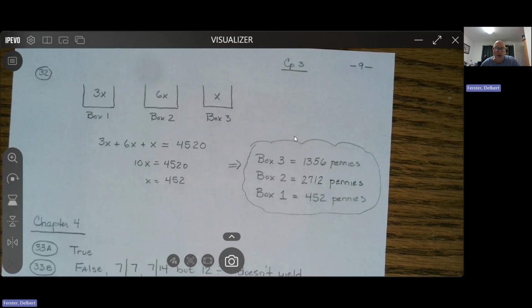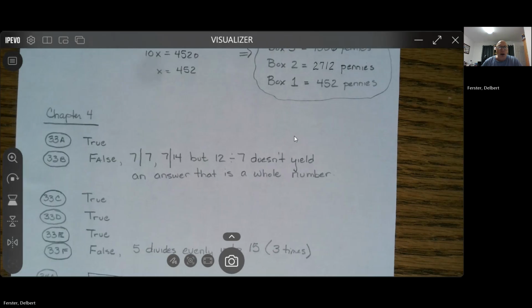It's a lot of pennies. So we're going to add them all, get 10x at 4520, and that means x is 452. Then you got to go back and just use that number to find out how many pennies are in each box. Box 3 has 452. I just realized my answers are written backwards. Box 3 has 452. Box 1 has 3 times that, which is the 1356. Box 2 is correct at 2712. So my answers have the wrong guy for box 1 and the wrong guy for box 3. The numbers are correct, but the values in boxes 1 and 3 should be reversed.